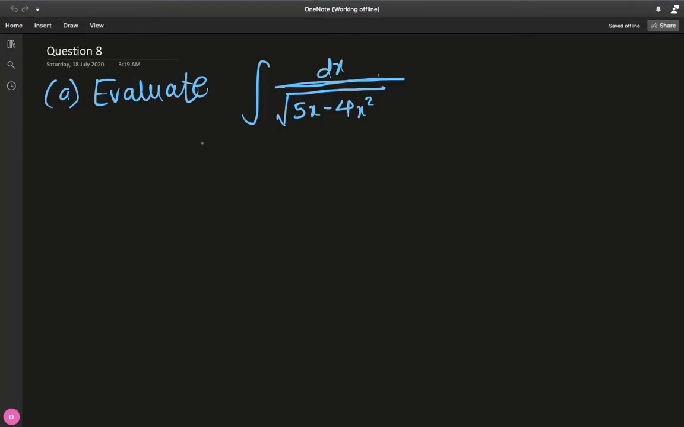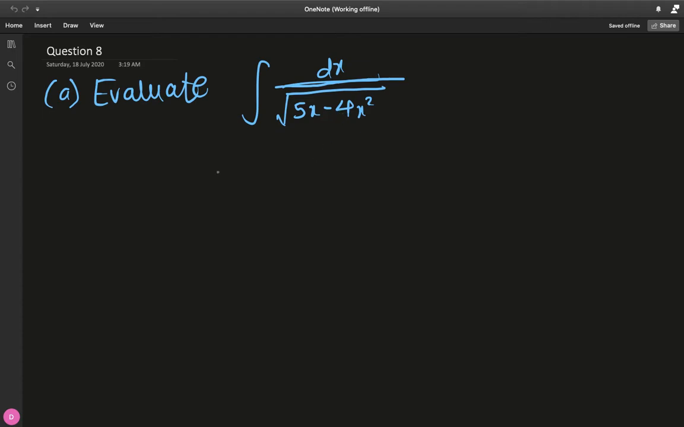Okay, so question 8 has you can choose from part A and part B. You have to do either one. You can do either one. So anyways, we're gonna do both, just like my previous video. So, question 8, option A rather, says evaluate this integral.